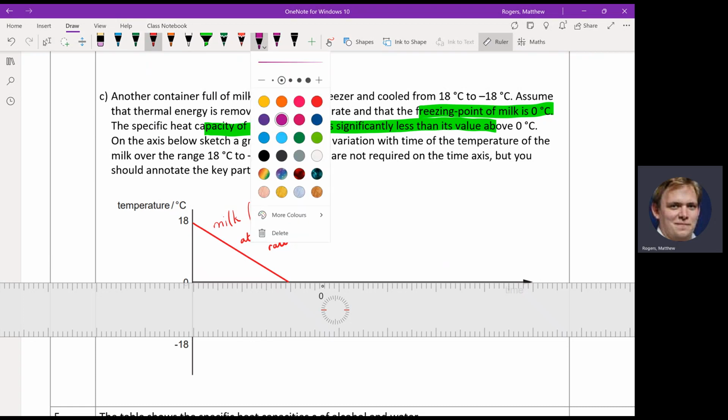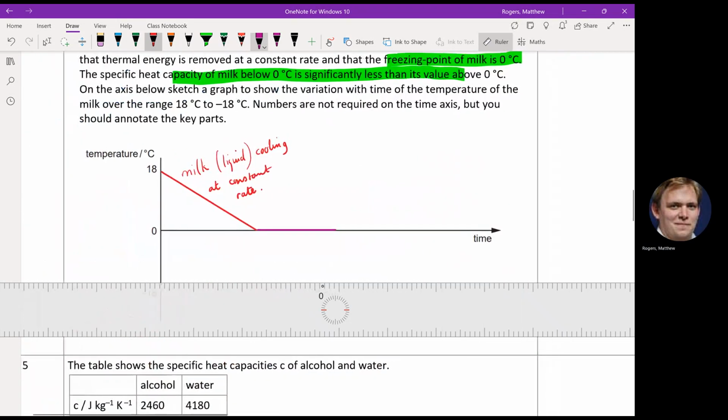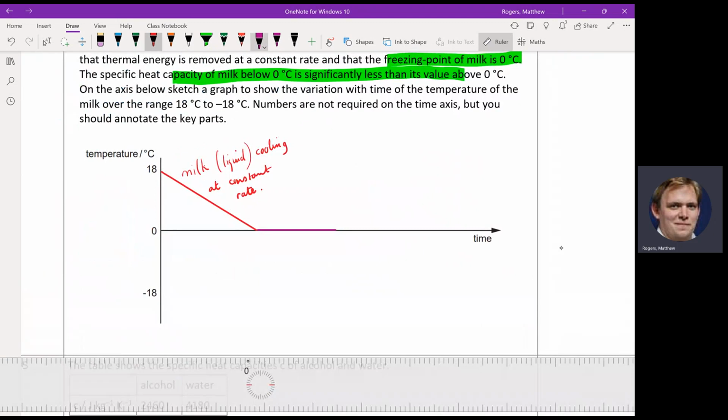Let's choose a different color. So this is the milk changing state, liquid to solid.